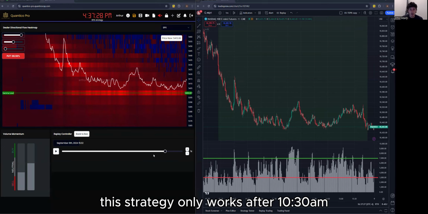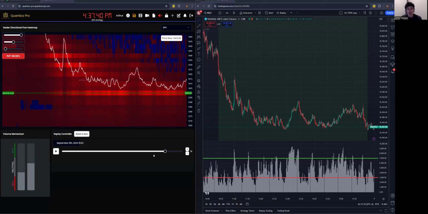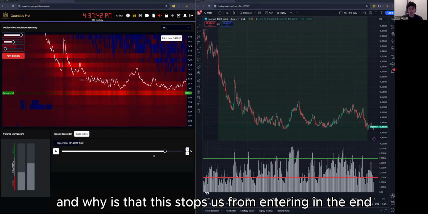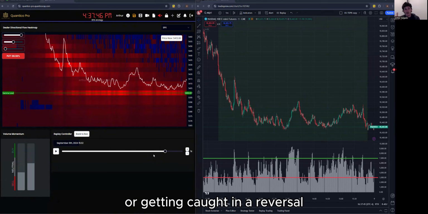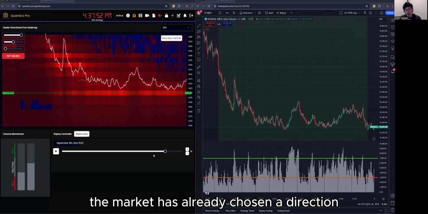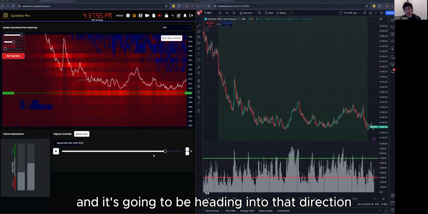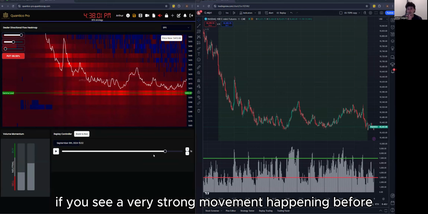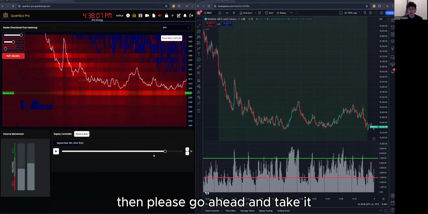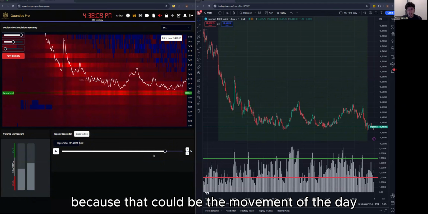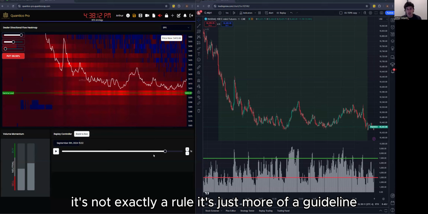Here's a couple of key things to know about this strategy. This strategy only works after 10:30 a.m. And why is that? This stops us from entering in the middle of a very big movement or getting caught in a reversal that could potentially stop us out. Usually after 10:30, the market has already chosen a direction and it's going to be heading into that direction for the rest of the day. However, if you see a very strong movement happening before and the indicators are confirming it, then please go ahead and take it because that could be the movement of the day. It's not exactly a rule, it's just more of a guideline.